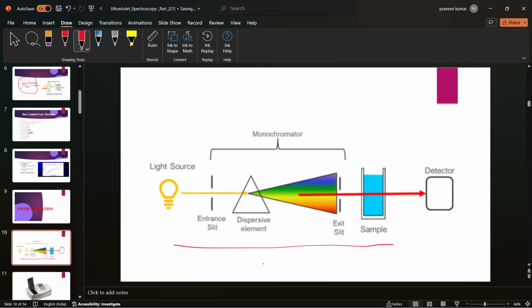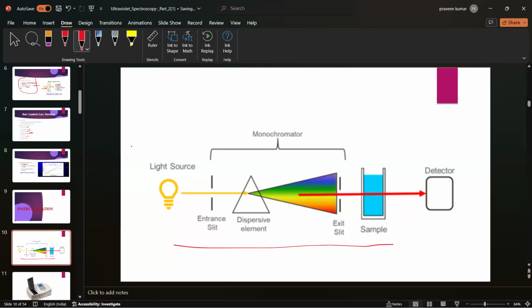And the next one is the dispersive element, which consists of the monochromators. So monochromators can be prism or gratings. The gratings are based upon the principle of diffraction. Good, good, Bharat. So basically, it follows Bragg's law.